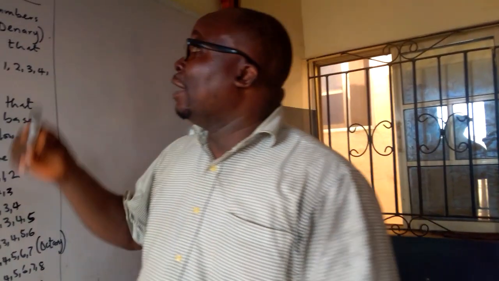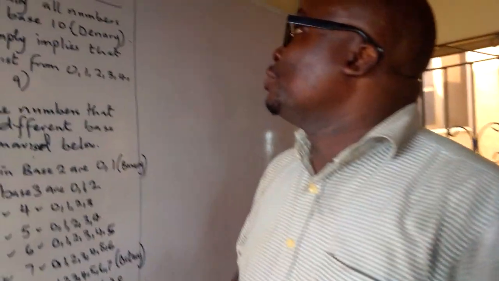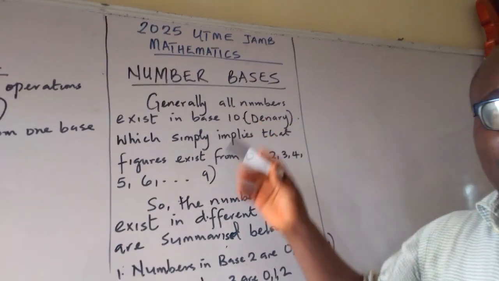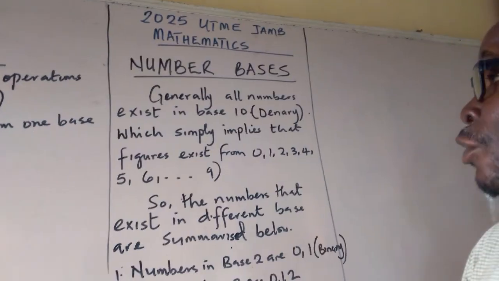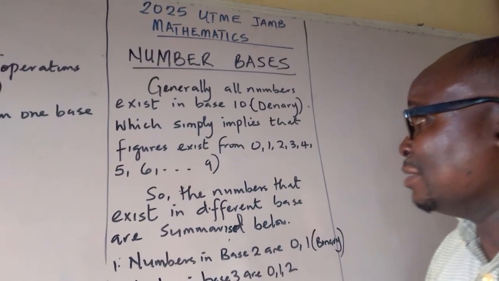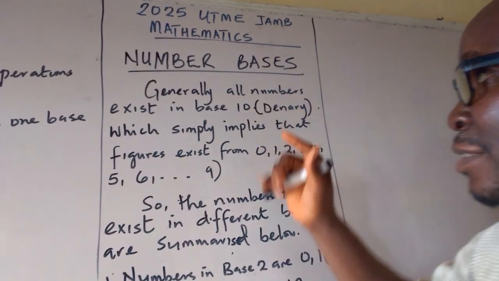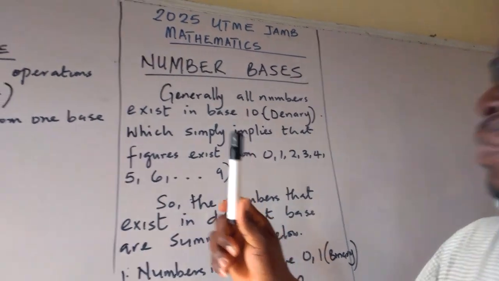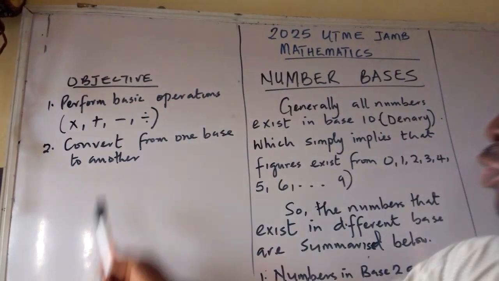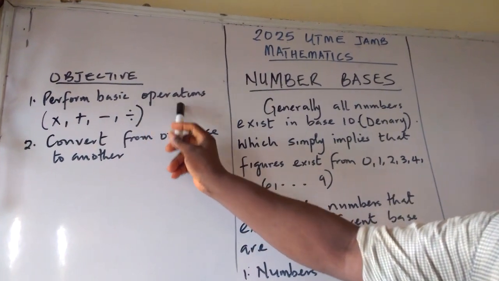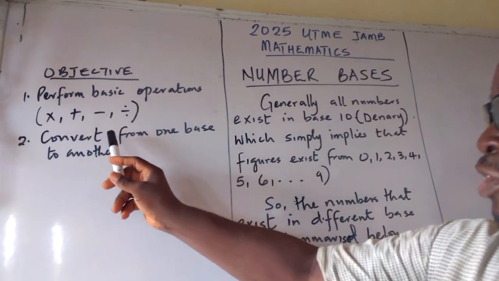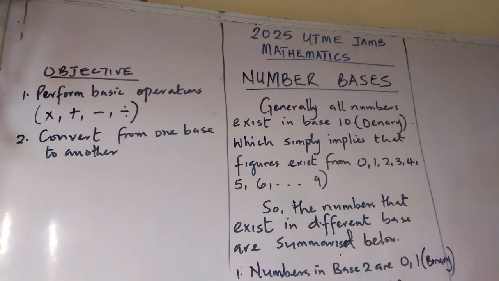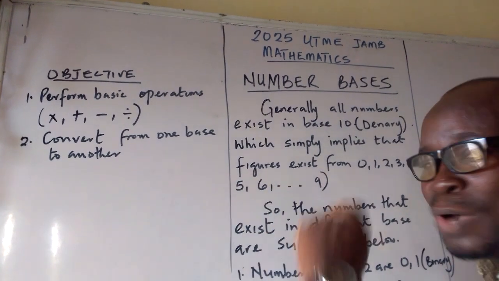Class, we want to continue our 2025 UTME Jam Mathematics series. This is one of the very first sectional topics in the syllabus for the 2025 UTME Mathematics: number bases. In this topic, we will be paying attention to basic operations like addition in various number bases, subtraction, multiplication, and division, and also to convert from one base to another.